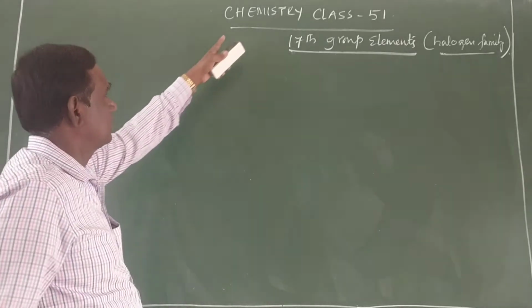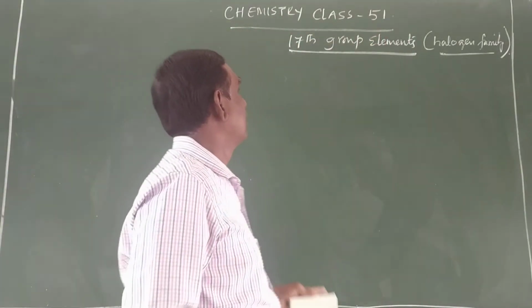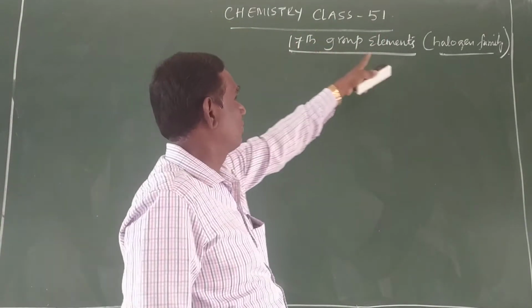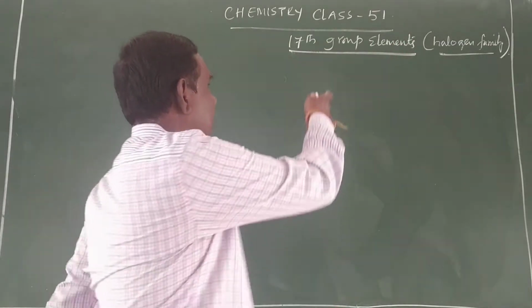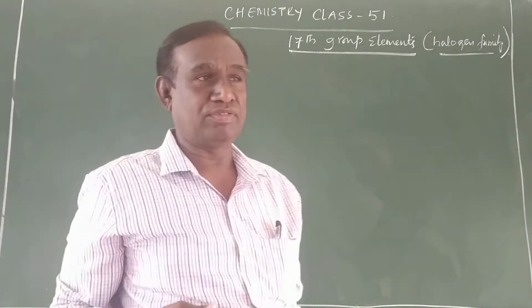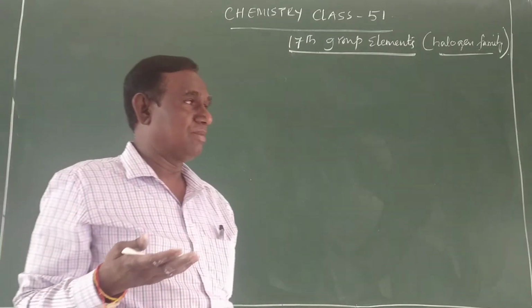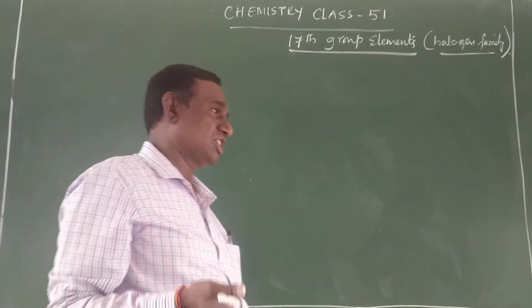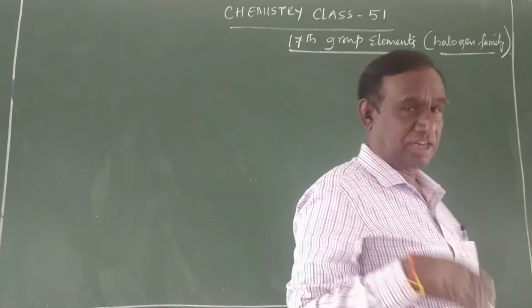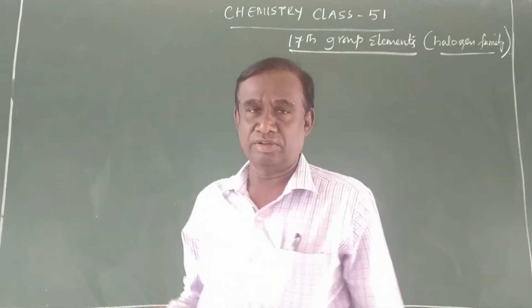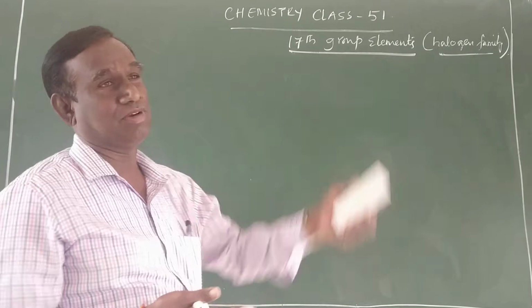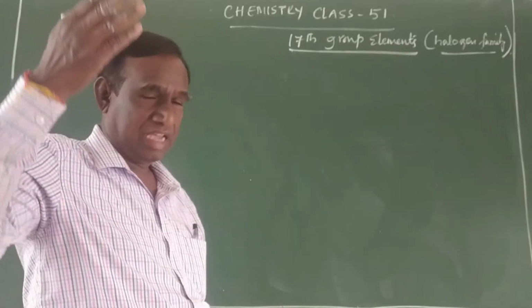Friends, this is chemistry class number 51, and today I am going to take 17 group elements in P block elements. The 17 group elements are also called the halogen family elements. We know that the 15 group elements are called the nitrogen family, the 16 group elements are called the oxygen family, and the 17 group elements are called the halogen family.